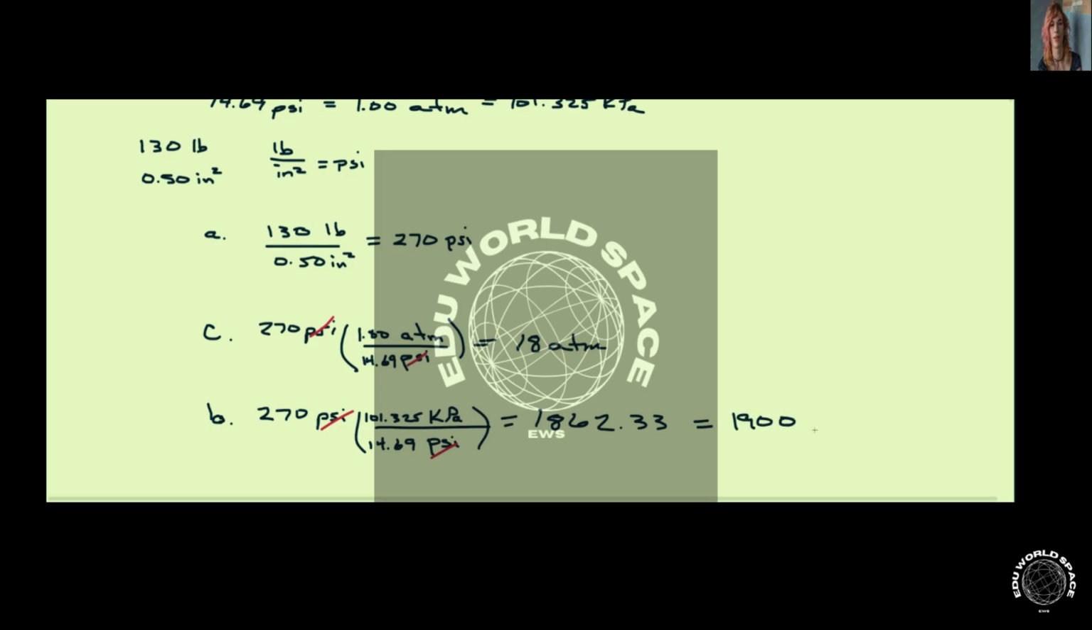1900 kilopascals, because we can only go to our two significant figures. Remember, trailing zeros without a decimal point are not significant.